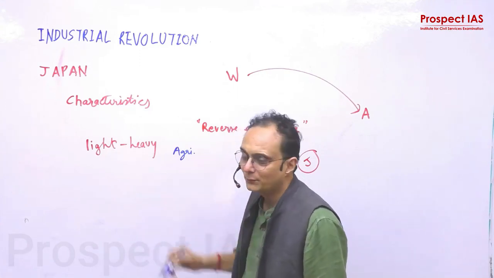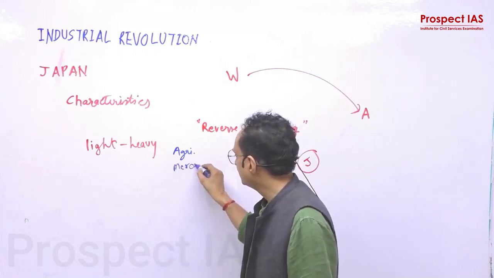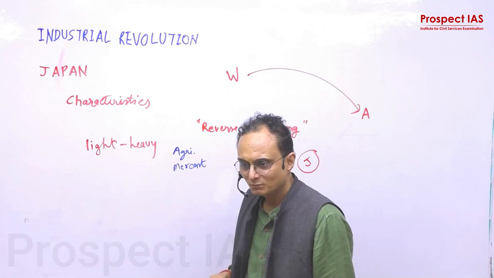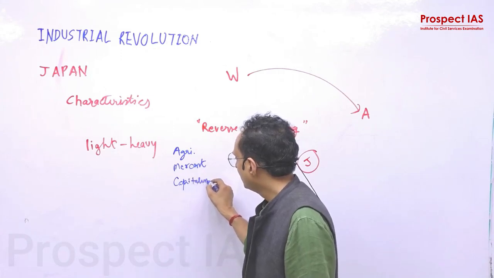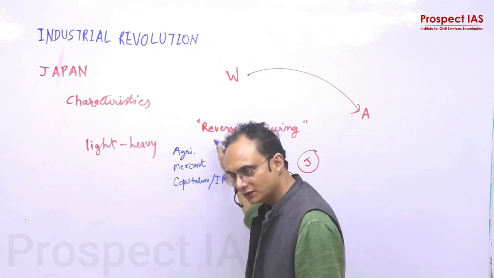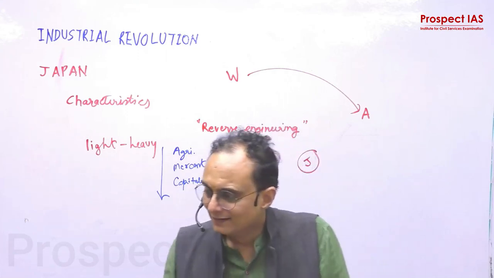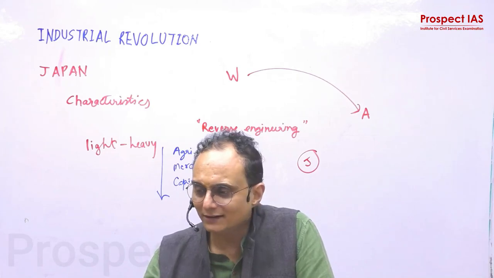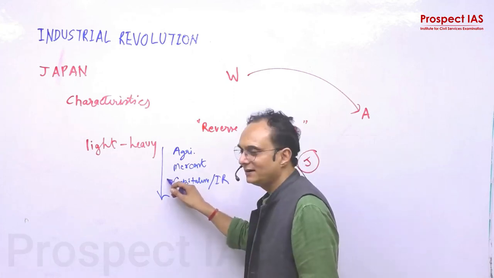And then what happened? Mercantilism. ठीक है, mercantile policies, trade and commerce activities, and then emergence of capitalism and industrial revolution. That was the process, na? But in England, direct industrial revolution came. No agricultural revolution, no mercantilism, direct industrial revolution. Okay? So Japan is a very interesting case to be studied.